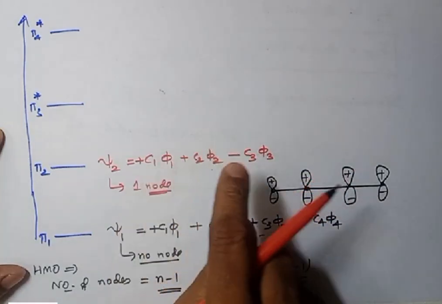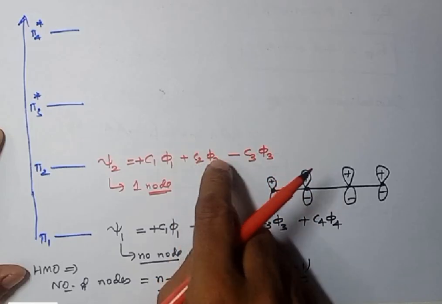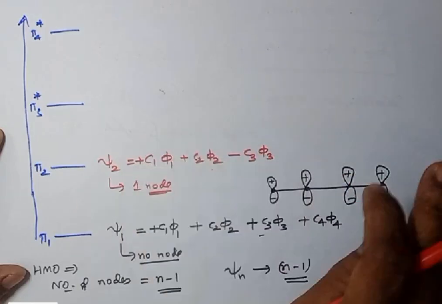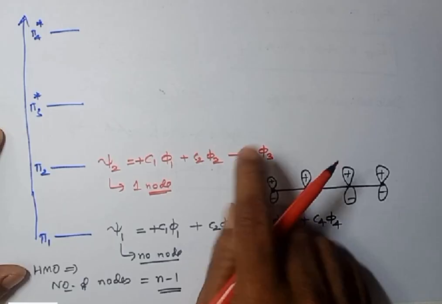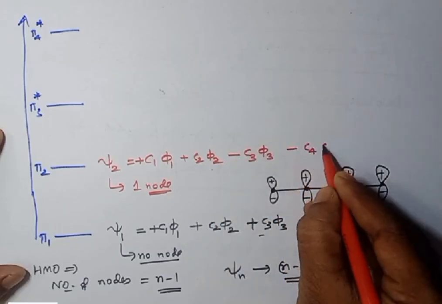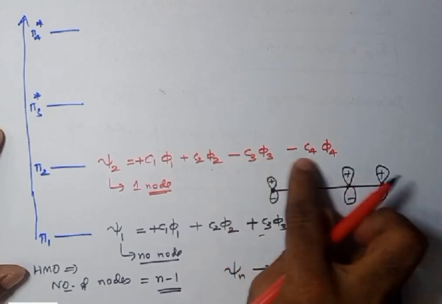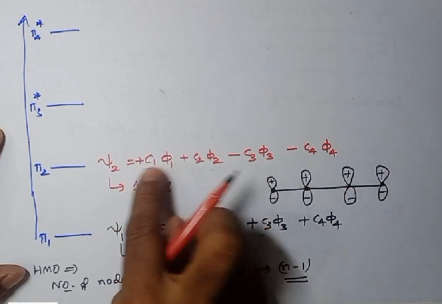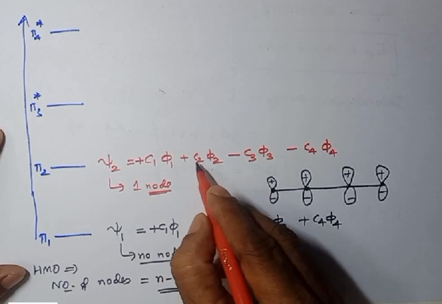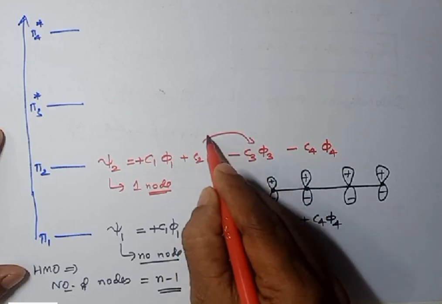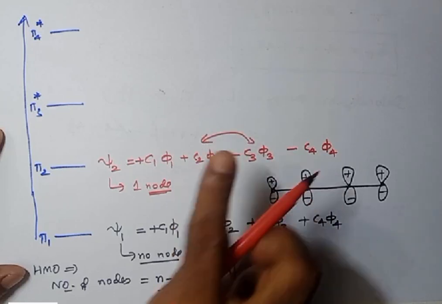Then since there is one node, yes, we have placed one node here. Between phi3 and phi4 there is no node. If phi3 has minus sign in front, phi4 is supposed to have the same sign. So since this is negative, there is no node. Here positive, there is no node here. But when you move from here to here, the sign is changing, so there is one node available.